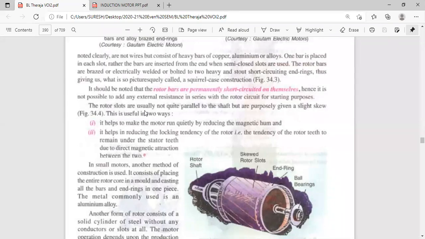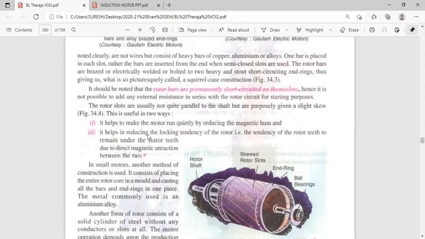Now see here, rotor bars are usually not quite parallel to the shaft, but are purposely given a slight skew. This point is important. They'll ask for 2 marks. Why is a squirrel cage induction rotor given a slight skew for the rotor bars at the end point? What is the reason? It helps to make the rotor run quietly by reducing the magnetic hum. Second, it helps in reducing the locking tendency of the rotor.